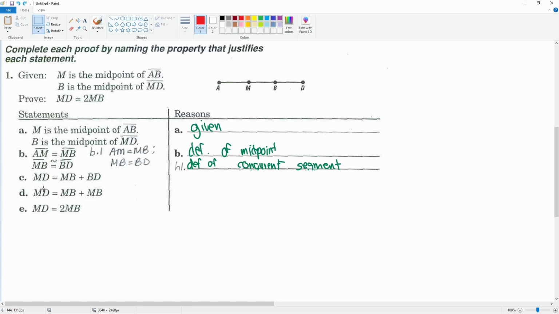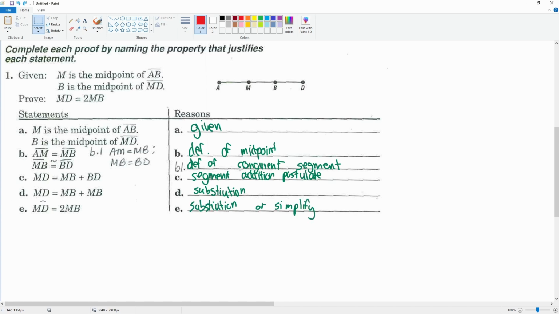Next, you add some segments together. MD is equal to MB plus BD. That is going to be with the segment addition postulate. Then it looks like something does get replaced, so that becomes substitution. And then you see MB plus MB, so you could also say that's another substitution, or you just simplify.